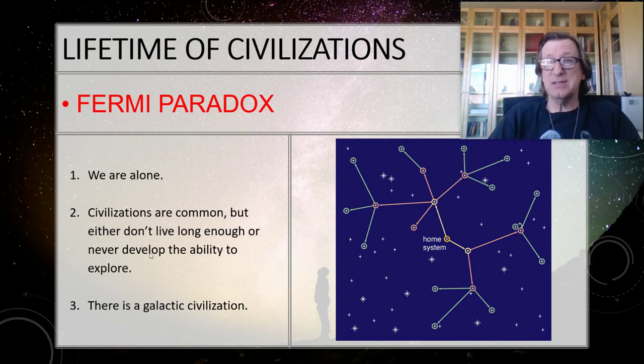The other possibility is there is a galactic civilization and some combination of the Federation's prime directive where they don't interfere with other civilizations that haven't yet developed interstellar travel or whatever. They're watching us. They know we're here, but they're intentionally hiding from us. So that's a possibility as well.